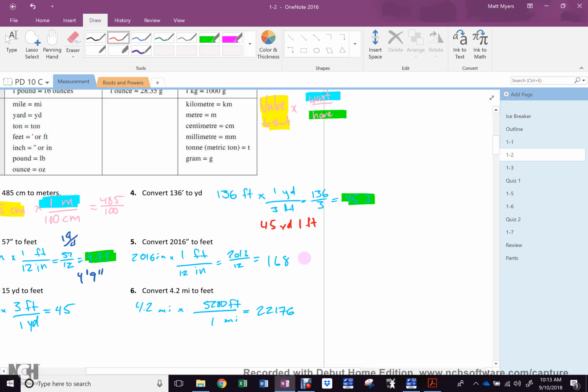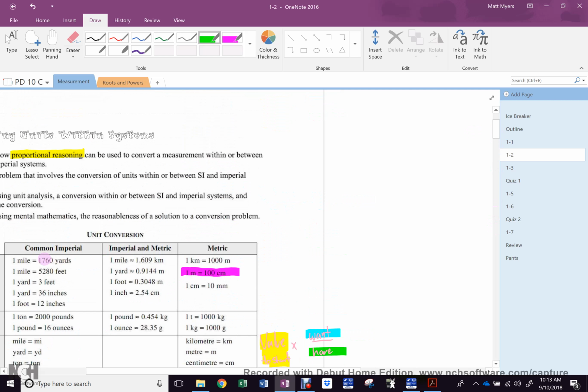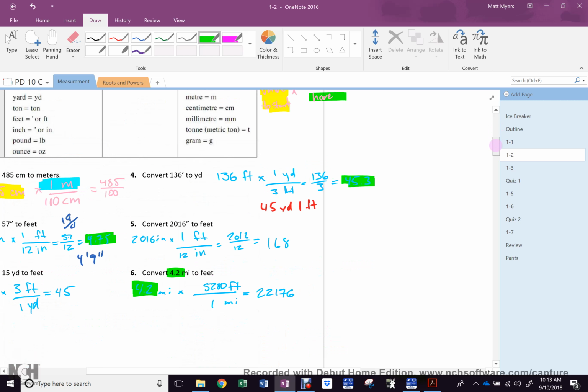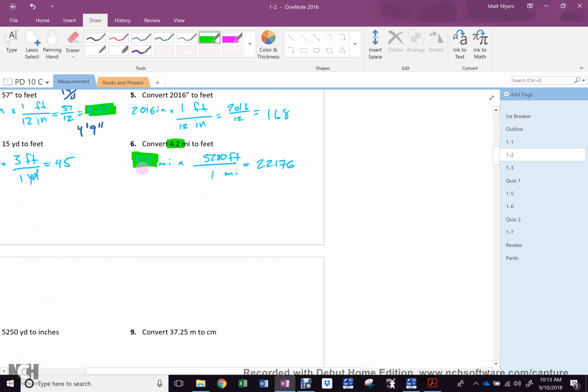Okay, 5's easy. Now 6 is a mess, right? Why did I give you this here? Because are they supposed to be decimals? No. But miles don't break down into something pretty, do they? Look on your chart. Miles break down into 1,760 yards, 5,280 feet. They're giant numbers, yes? So by agreement, when we're dealing with miles, we often leave the decimal. Is everybody cool with that?